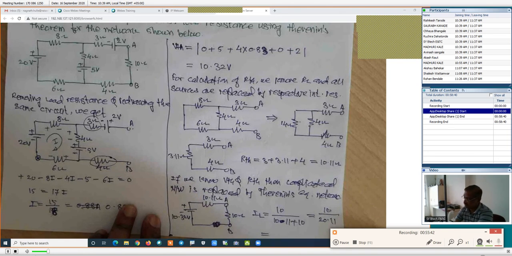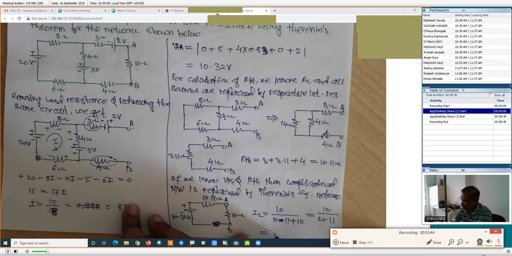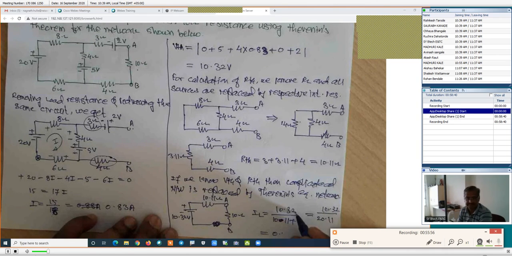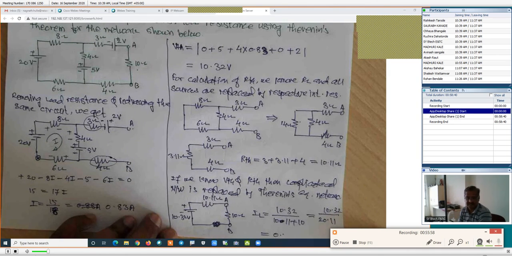Sorry, the numerator is 10.32, yes, it is 10.32. Fine. What is the final answer?